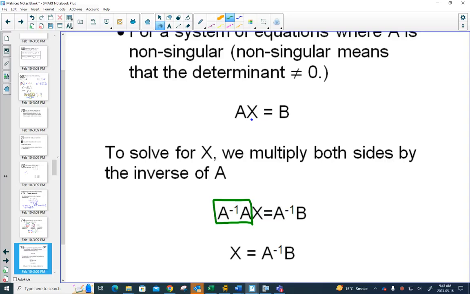Okay? Here's the tricky part that's different than regular equations. Because matrices is so important, the order of multiplication matters. If you put the A inverse in front there, you have to put it in front there. It will not work if you put it in front on one side, but behind on the other side.